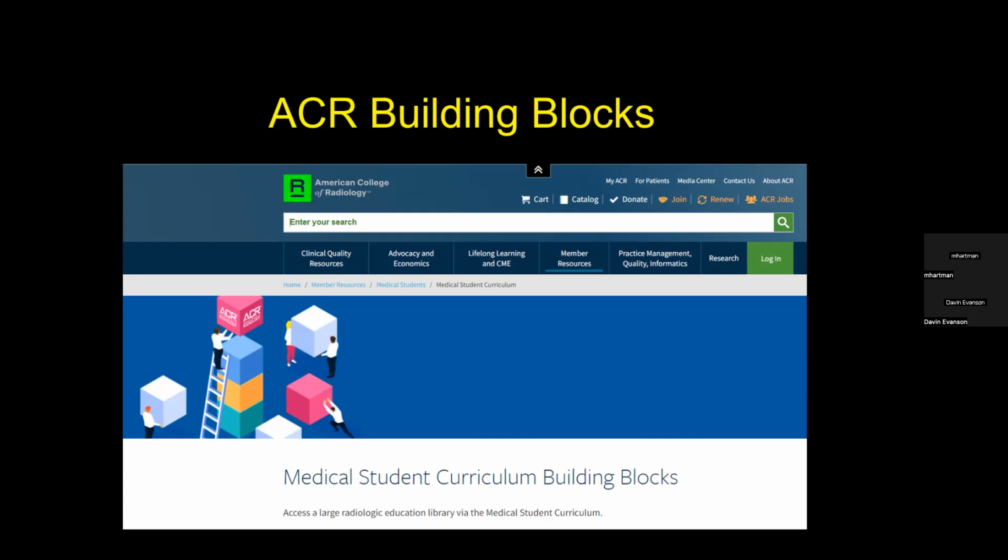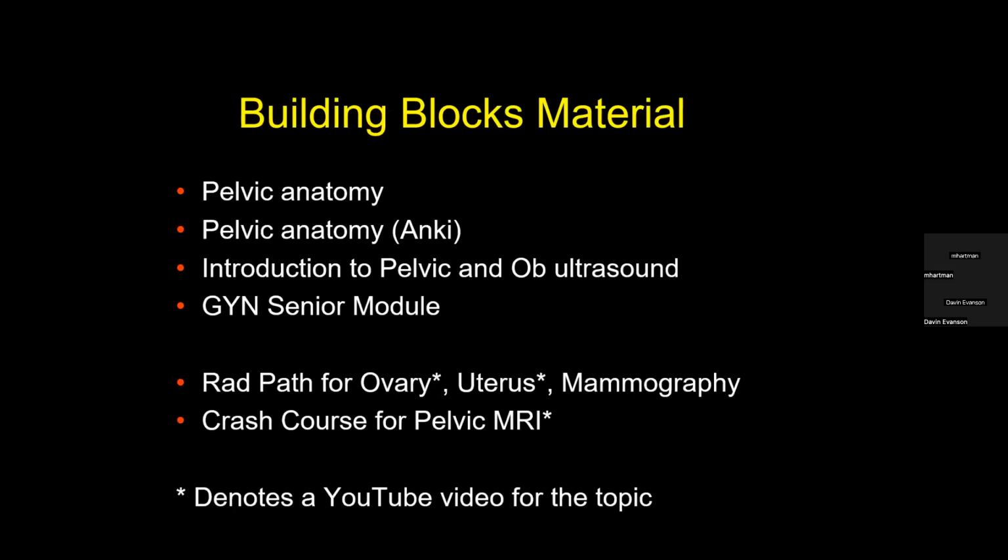So this is the ACR Building Blocks. You can find it on the ACR website, and it's free. The content is free to all medical students. You just have to sign up, and it has access to a bunch of different learning resources, including PowerPoints that you can go through. It touches on a bunch of OB topics, GYN topics, both radiology related and anatomy and just different disease processes in ObGyn. And you can also watch some YouTube videos that kind of go through the PowerPoints, but if you want more detailed information, you can go through those at your own pace. And there's Anki cards also for the different material.